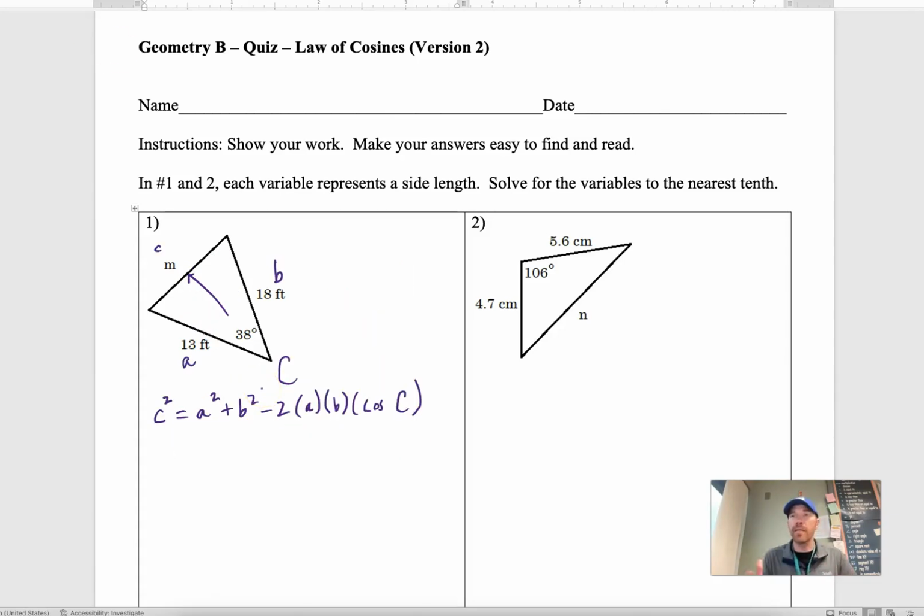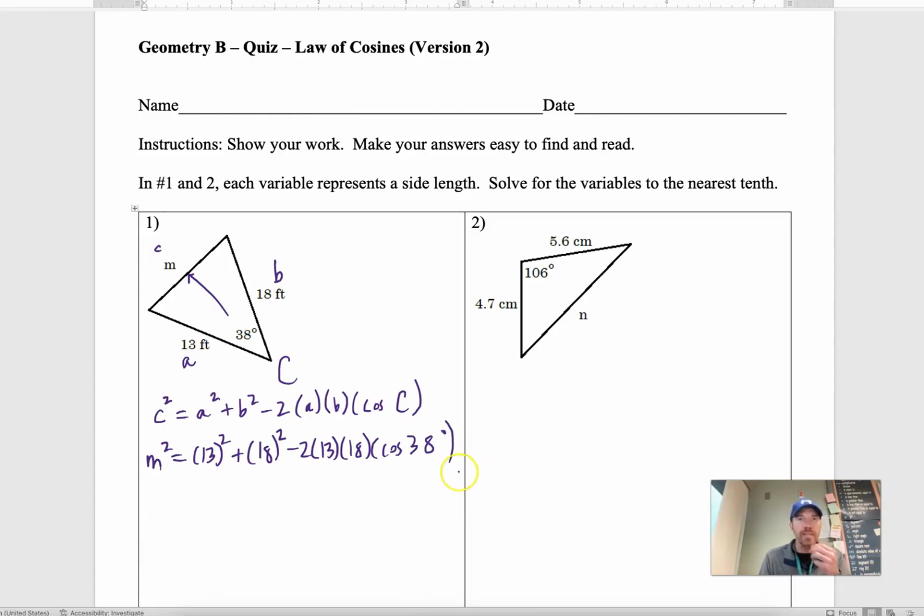Okay, so if we apply the law of cosines, remember the idea is that we have an angle. We only know one angle, or we're only using one angle, and we're using the opposite side length. In this case, the 38 degrees is angle C, and side length m being opposite would be side length C. A and B, the 13 feet and the 18 feet, are interchangeable. Which one is A, which one is B, doesn't really matter. If we plug these numbers into our formula, we would have m squared equals 13 squared plus 18 squared minus 2 times 13 times 18 times the cosine of that angle of 38 degrees, all right?